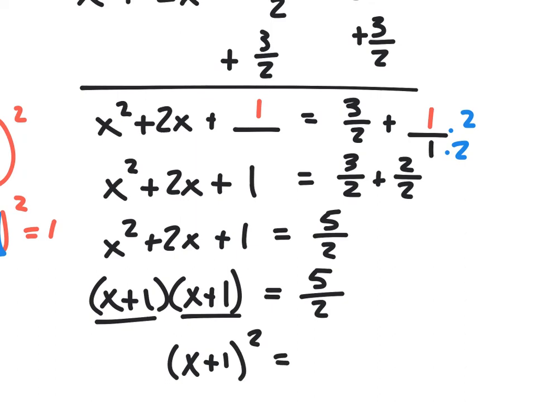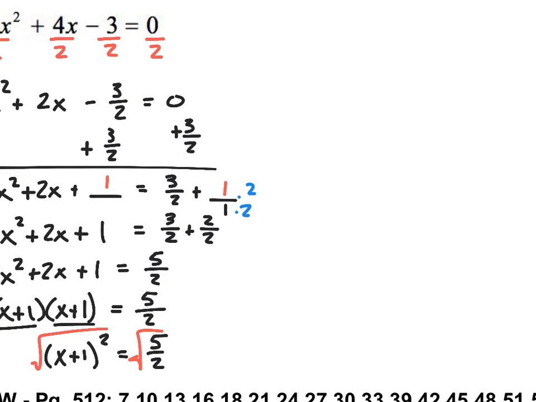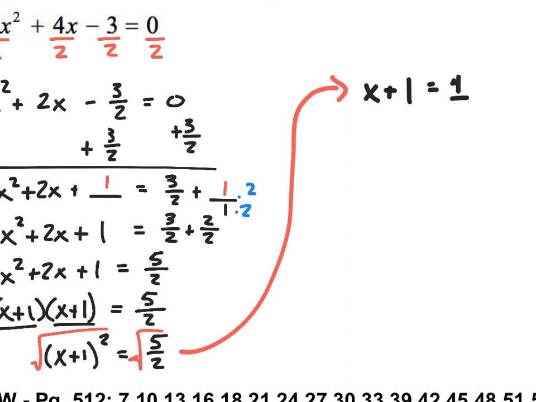And that's going to equal 5 halves. Okay, so now at this point what I want to do is take the square root of both sides. Okay, and let's move this up over here. On the left side, after I take the square root of (x + 1) squared, I get just x + 1. And that's going to equal plus or minus the square root of 5 over 2.